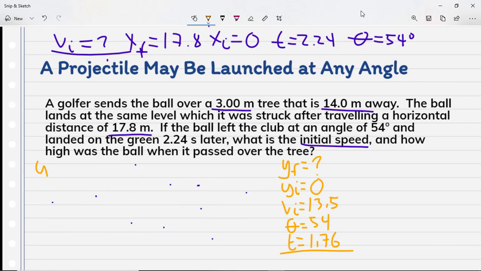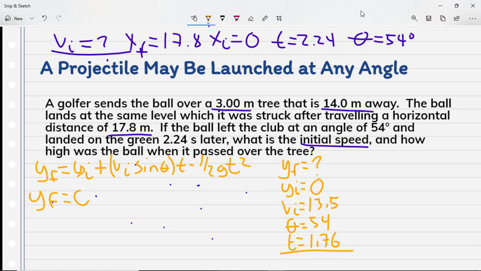So we can plug into the position time formula here. So y final equals y initial plus v1 sine theta times t, minus 1/2 gt squared. So plug in what we know.